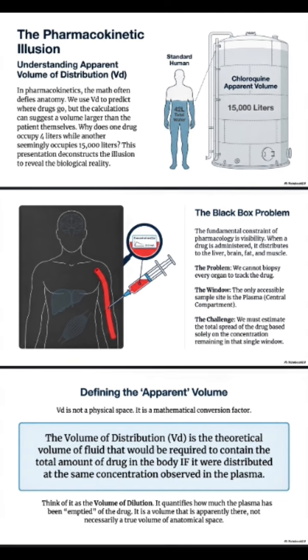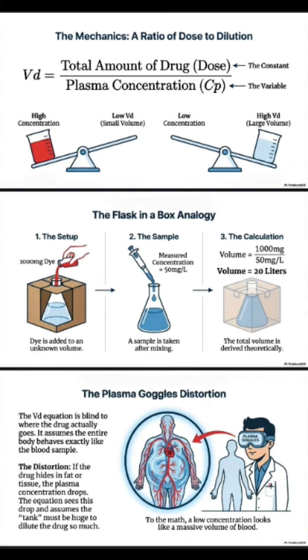Apparent volume of distribution, or VD, is the theoretical volume of fluid that would be required to contain the total amount of drug in the body if it were to be distributed at the same concentration observed in plasma. So this is the formula. VD equals the total amount of drug over the plasma concentration.